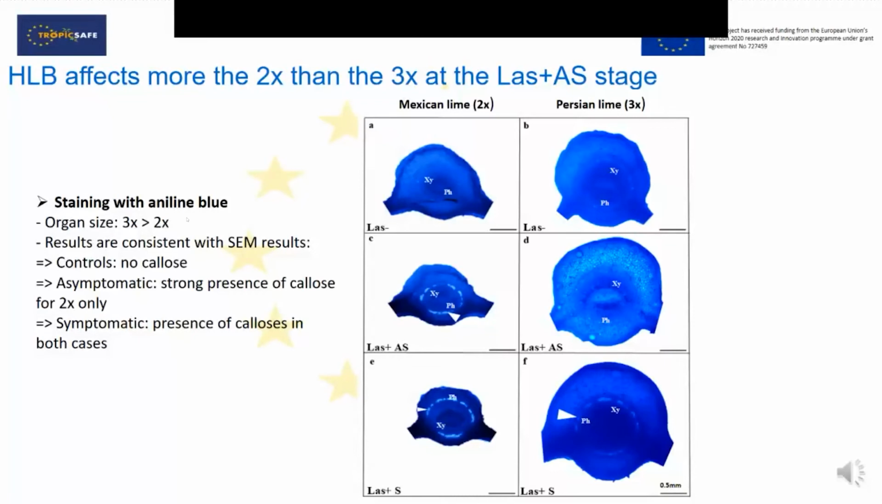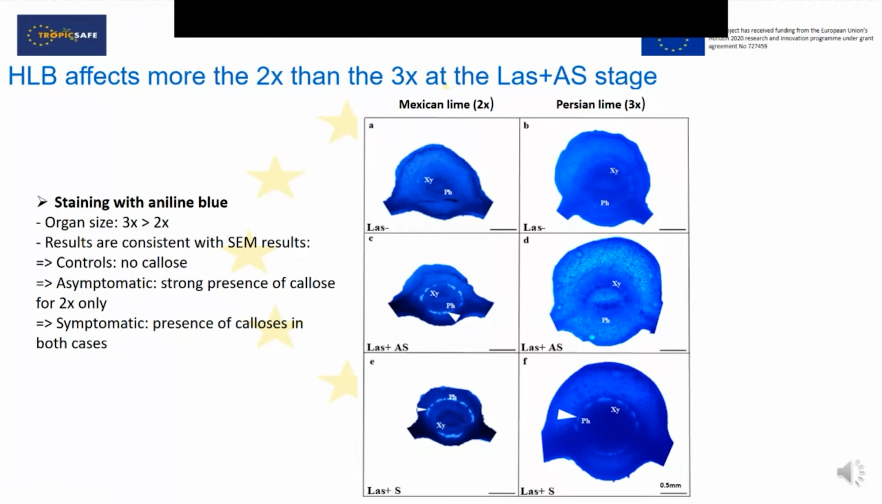So with aniline blue, you are able to see the presence of callose in the petiole. At the top, you have the control. As expected, there is no ring presenting the presence of callose. This was expected because the petiole is not infected.